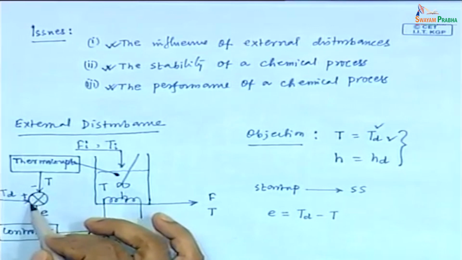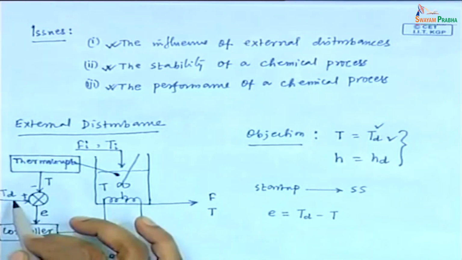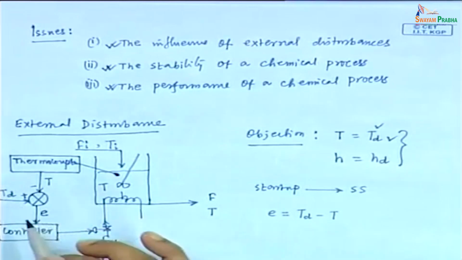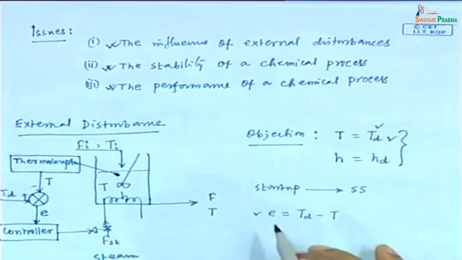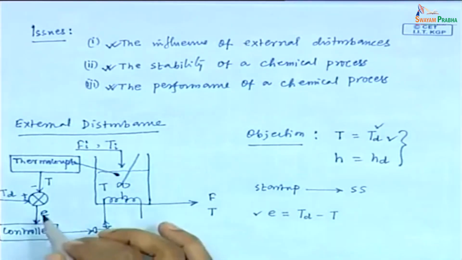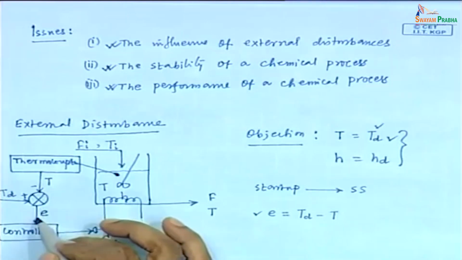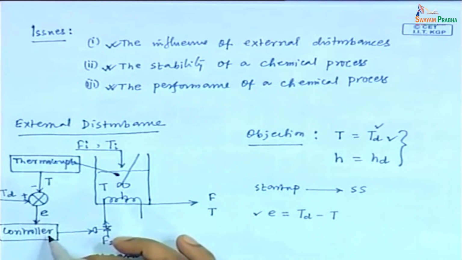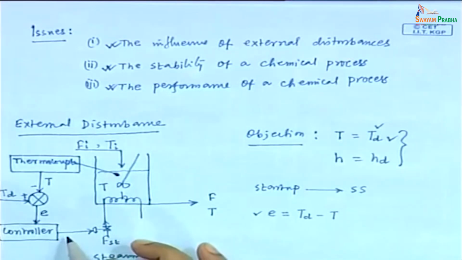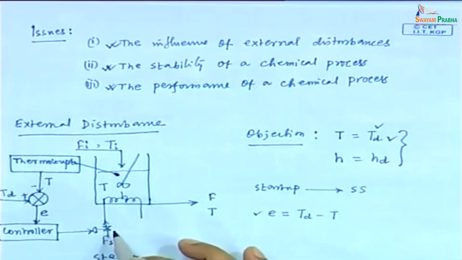Then this temperature is compared with the desired temperature, that is Td. So we have used one variable, that is error, which is represented by E equals Td minus T. Then this error signal goes to the controller, which calculates, and that calculated action is implemented through this valve. Fine.